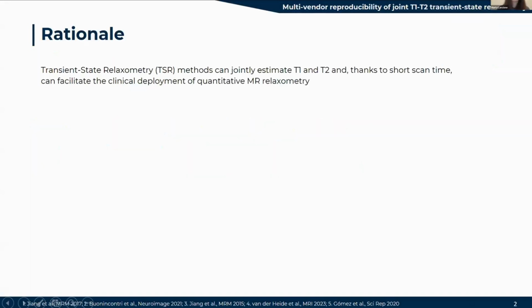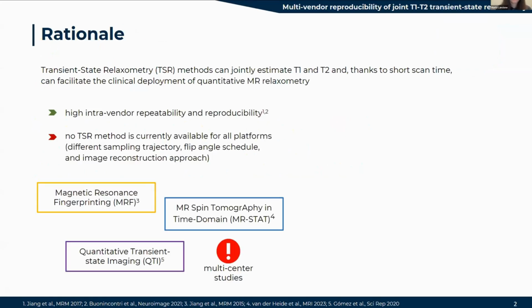Okay. So transient-state relaxometry methods can jointly estimate T1 and T2, and given the short scan time, they can really facilitate the deployment to the clinical environment. Moreover, these methods show high intra-vendor repeatability and reproducibility.